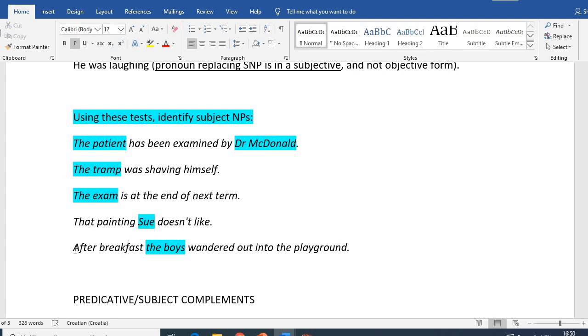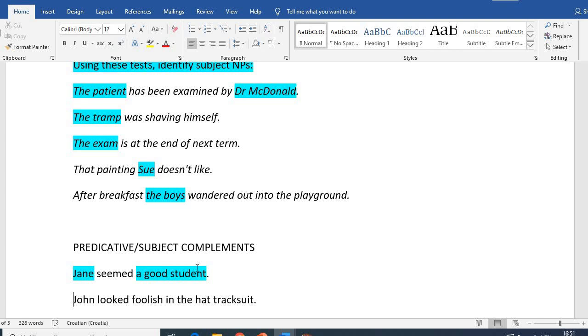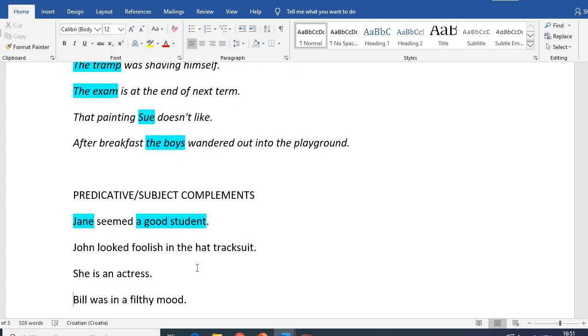Okay. In this last one, we have information about the time of the action. So it's adverbial, and then we look for a noun phrase. So the boys is the first one. If you again try these three tests, you will see this is the subject. Okay. Well, you might have some questions about this, so we can discuss that maybe next time during our online class. So let's move on.